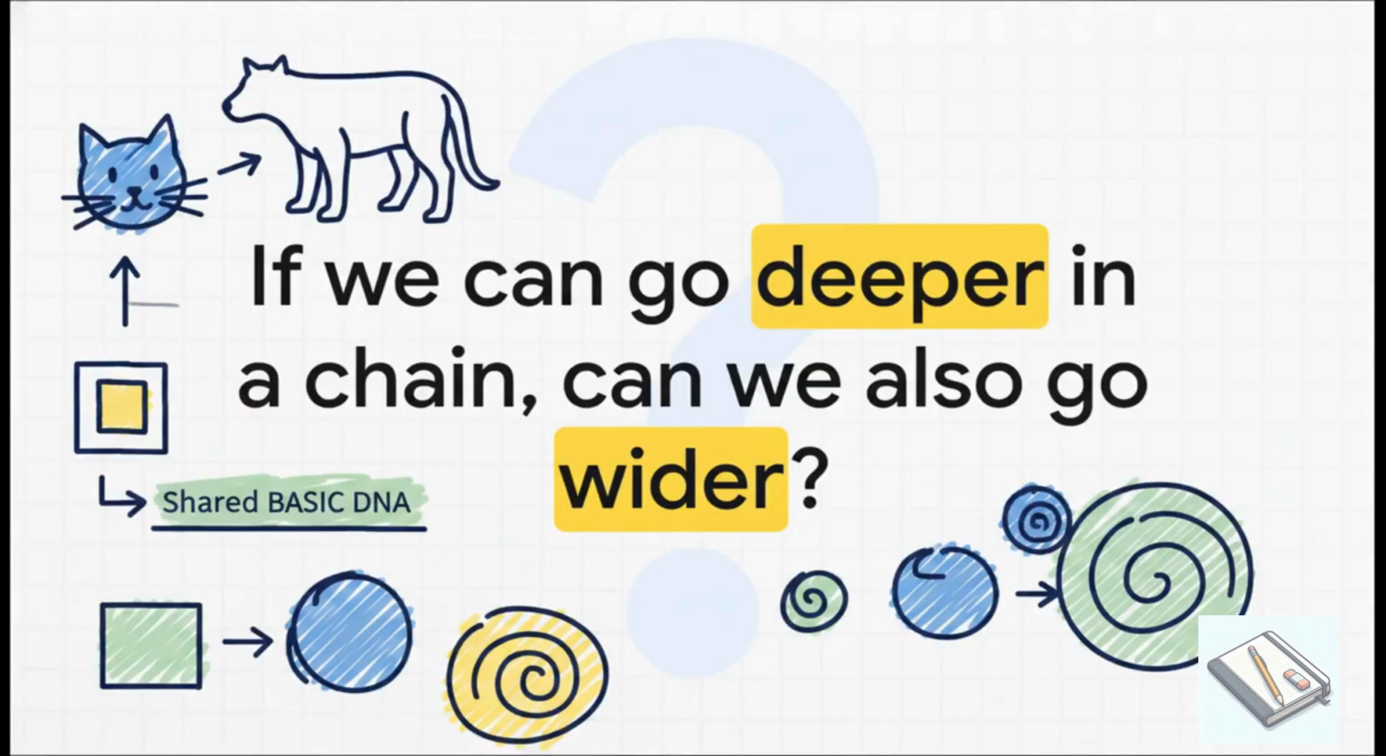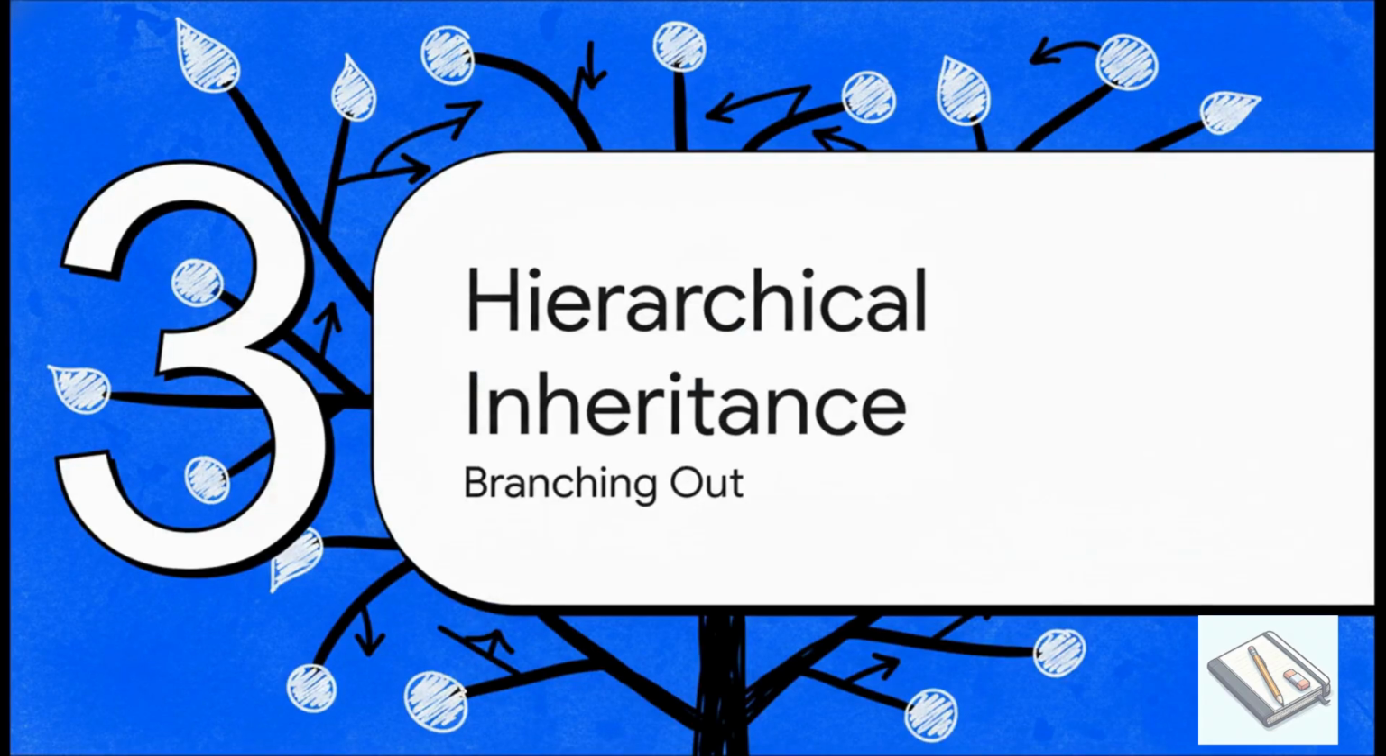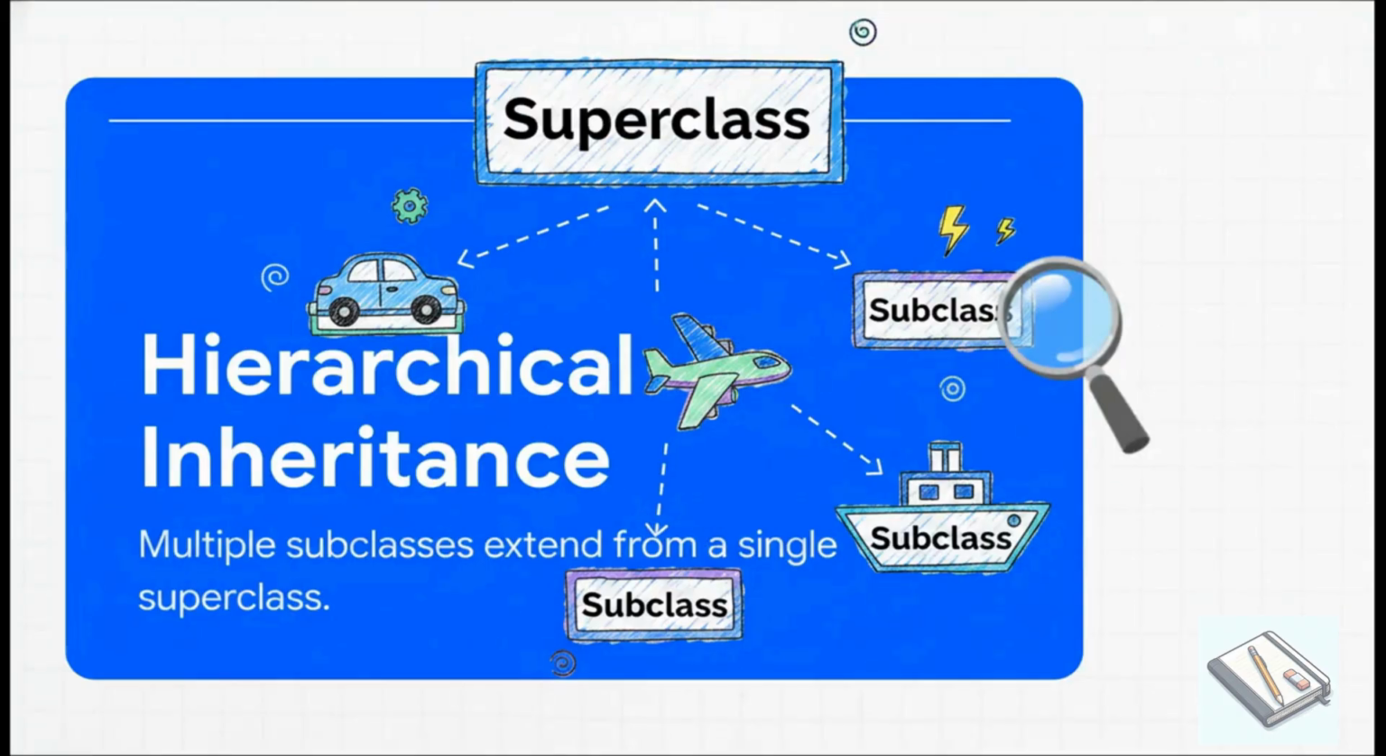Okay, so we've seen we can go deeper in a chain, but what about going wider? Can multiple classes inherit from the very same parent? What if we wanted a Cat class that's also an Animal? Absolutely, and that brings us to our third type, hierarchical inheritance. This is all about branching out. So with this one, you have a single parent class, a superclass, and then two or more child classes inherit directly from it. It's like siblings sharing the same parent.